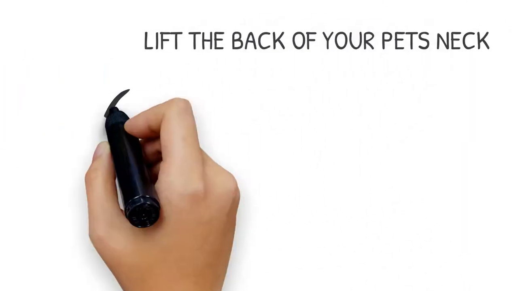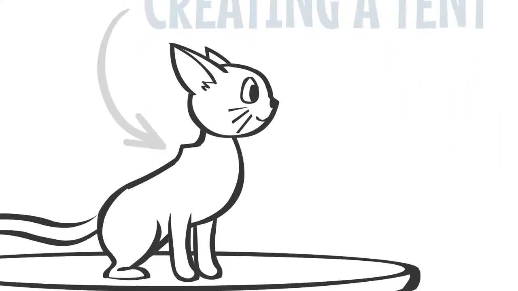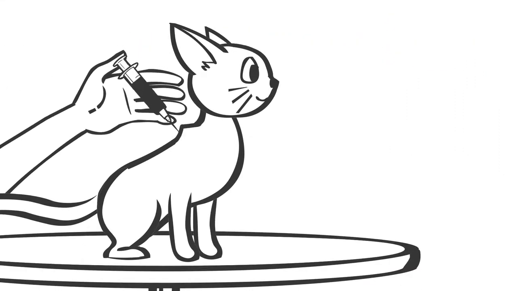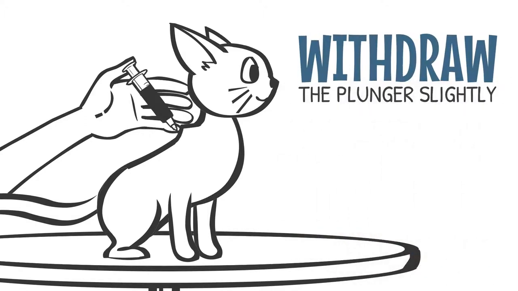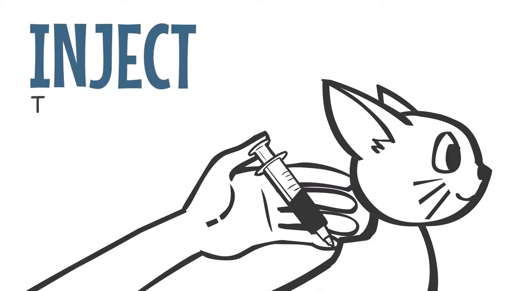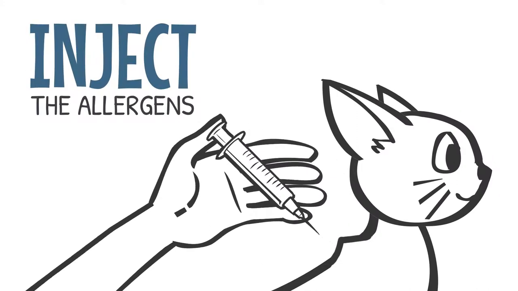Lift the back of your pet's neck, creating a tent. With your other hand, insert needle at the tent's base, just below the skin surface. Withdraw the plunger slightly. If no blood is present, inject the allergens and remove the needle.